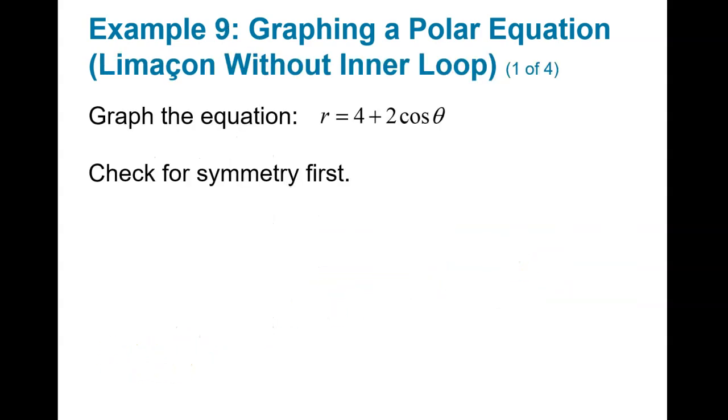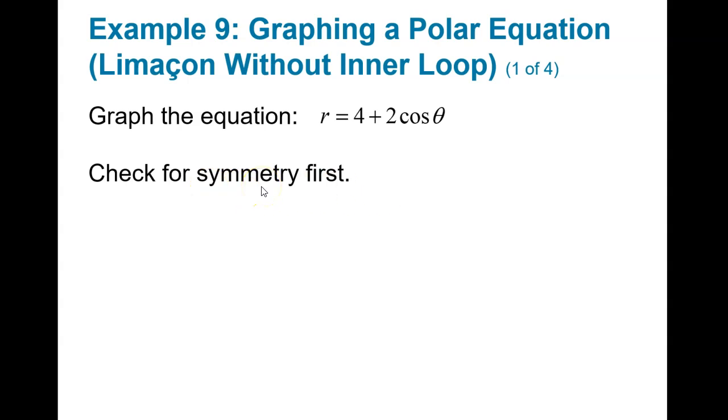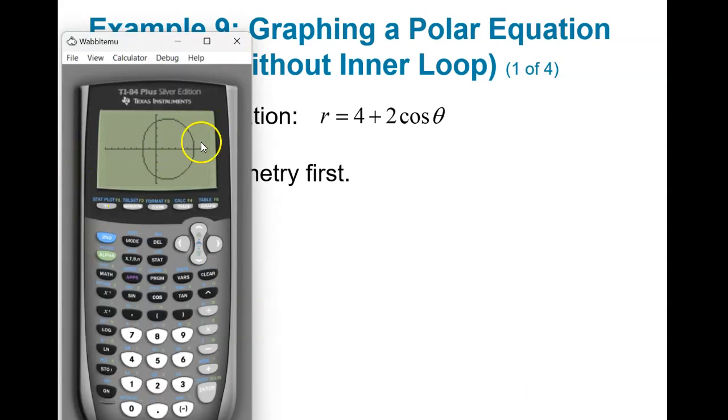All right, let's graph another equation. So there's 4 plus 2 cosine theta. I'm going to do graph. There's what I see. Okay, but again, they're going to ask in your homework to do these checks for symmetry. Does it have the check or not? Looking at that, it looks like it has x-axis symmetry. Definitely doesn't have polar symmetry. Definitely doesn't have y-axis symmetry.